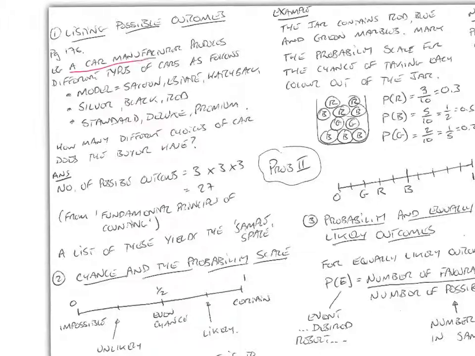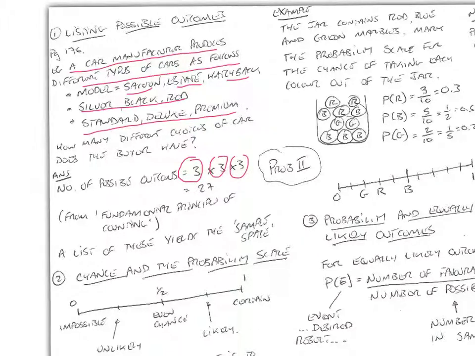So a car manufacturer produces different types of cars as follows. The model can come in three ways: saloon, estate, and hatchback. The colours, three different colours, and three different types: standard, deluxe, and premium. How many different choices of car does the buyer have? Well, the number of possible outcomes are the three: saloon, estate, hatchback, by the three colours, by the standard, deluxe, premium. So there's 27 different types of cars, and we've learned how to work out the number of possible outcomes by applying the fundamental principle of counting.